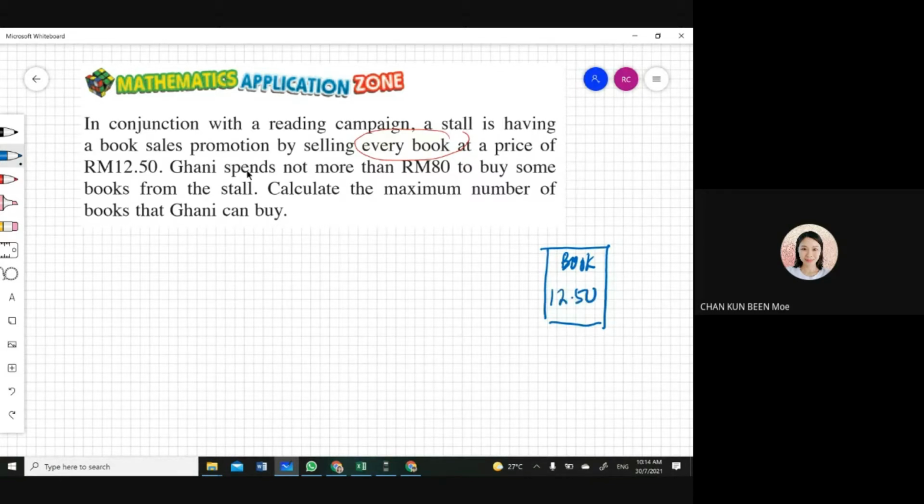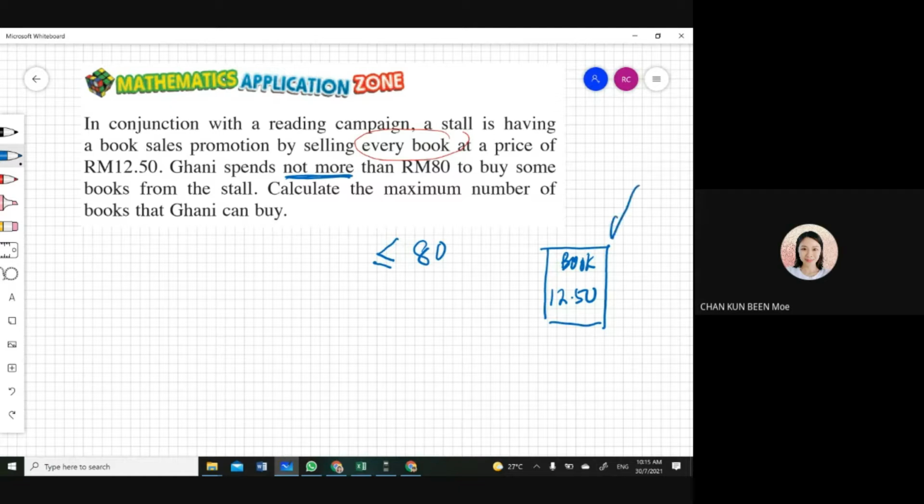Now, Gani spends not more than 80 ringgit. So what is the symbol that is used if he spends not more than 80 ringgit? Can you tell me? Less than. Very good. Less than or equal to 80. It can be 80 because they say not more. So it can be 80, but it has to be less than 80. So we use less than or equal to, to buy some books from the store. Calculate the maximum number of books that Gani can buy.